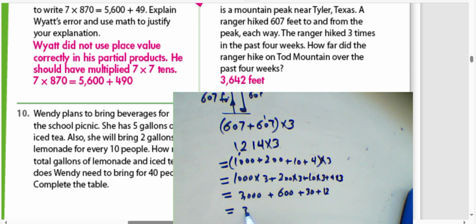And the result will be 3642. We can add together here, it will be 42. Okay, the tips about this example.